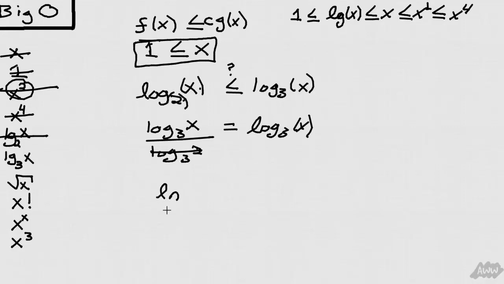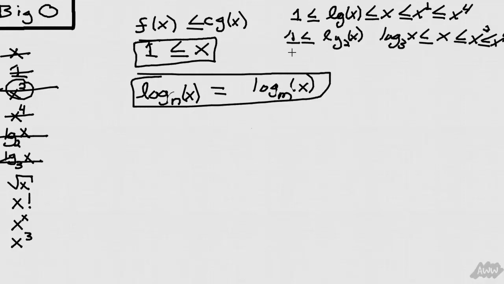So natural log, which is log base e, we can also say is true for log base 2, log base 3, log base pi. Any constant base will be asymptotically equivalent to any other logarithm base. So log base 2 and log base 3 are equal. On our equivalents here, we can see that 1 is big O of log base 2, log base 2 is big O of log base 3 because it's equal, log base 3 is big O of x, is big O of x squared, and x squared is big O of x to the fourth.